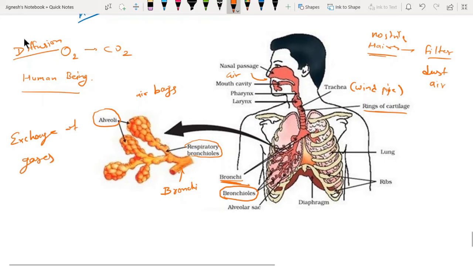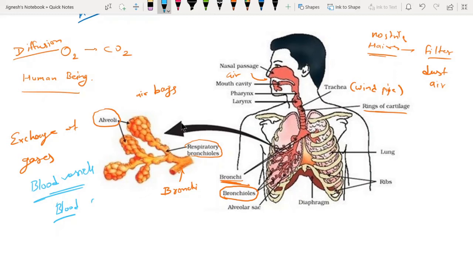Now let us understand how the exchange of gases takes place over here. These alveoli are air-like bags, surrounded by blood vessels. Millions of alveoli are present over there. And these blood vessels take oxygen from here. Why we have blood is a part of transportation, which we are going to study further ahead.